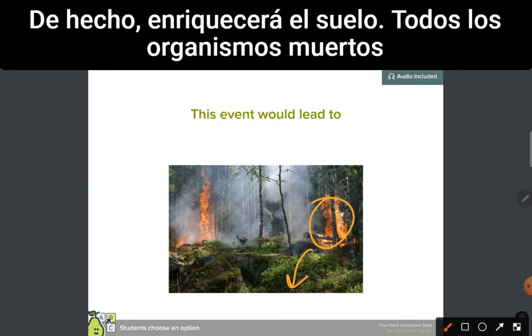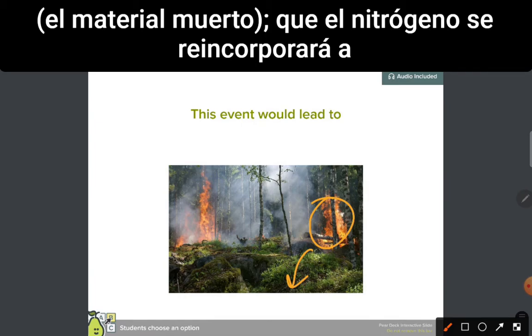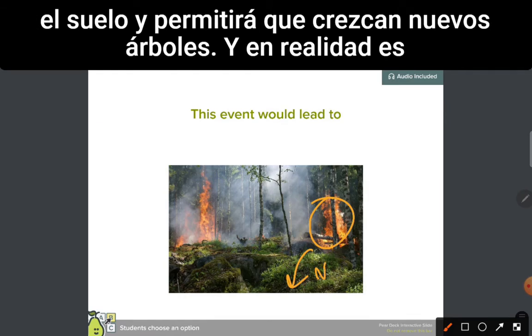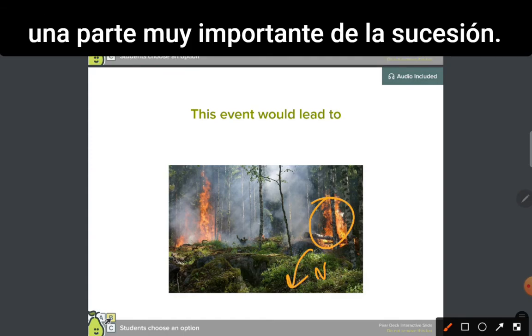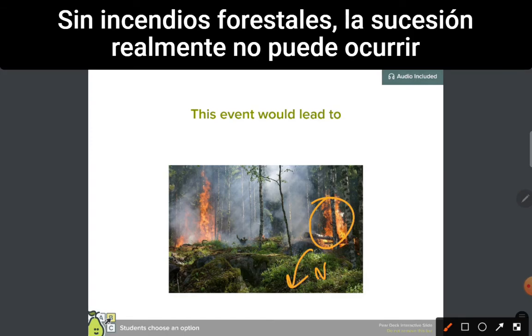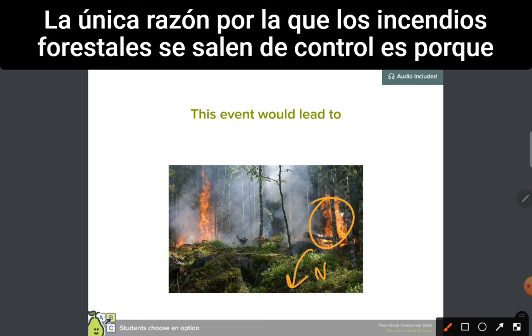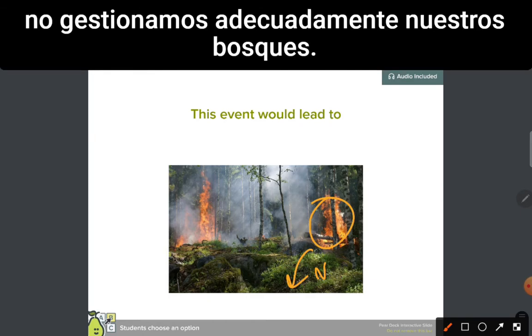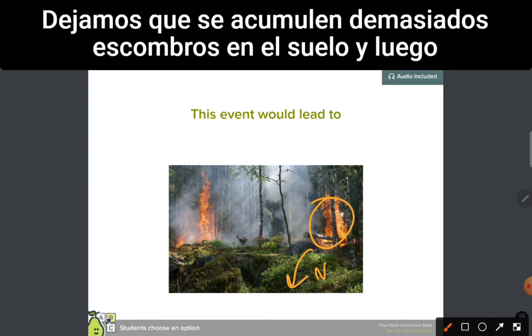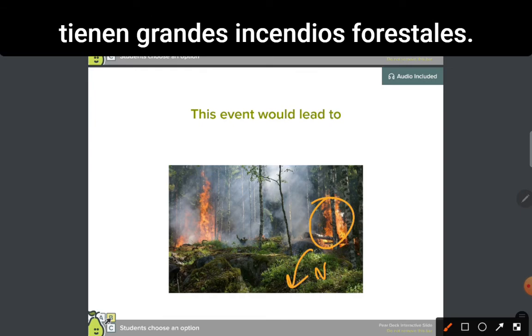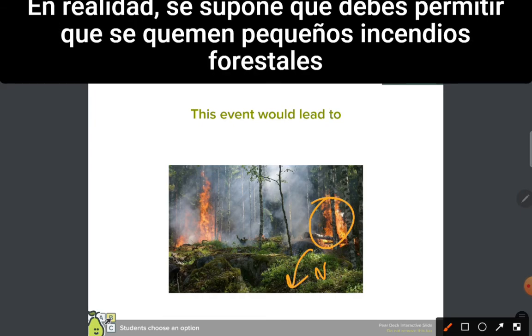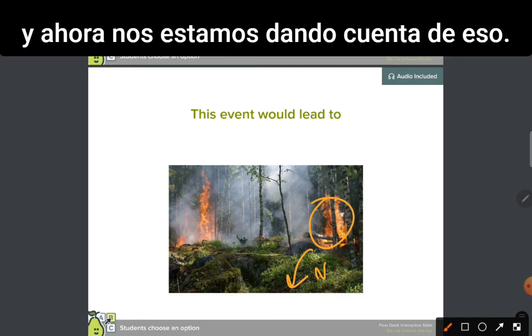All of the dead organisms, the dead material, that nitrogen will be reincorporated into the soil and will allow for new trees to grow. And it's actually a very important part of succession. Without forest fires, succession can't really occur in many cases. The only reason why forest fires get out of control is because we do not properly manage our forests. We let too much debris pile up onto the ground, and then we have big forest fires. You're actually supposed to allow small forest fires to burn, and we are now realizing that.